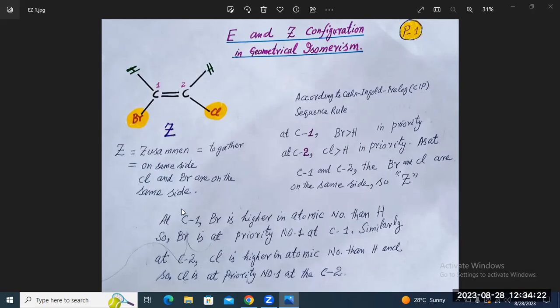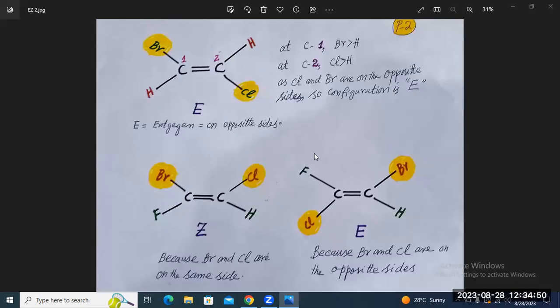You can see this is also on the basis of the sequence rule. Taking the example again, this is alkenic carbon number 1 and 2, the carbons having the double bond. On the carbon number 1, Br is having the priority over hydrogen, and at carbon number 2, Cl is having the priority over hydrogen on the basis of the atomic number. Now you can see the chlorine and bromine, they are higher in atomic number on their own carbon atoms, that is carbon number 1 and carbon number 2.